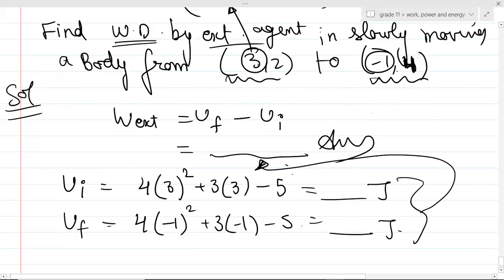Okay, so that's it for today. In the next class, we'll be studying something called the work energy theorem, very important in work power energy, and it's the most important thing in work energy. We'll be starting with it next Wednesday.